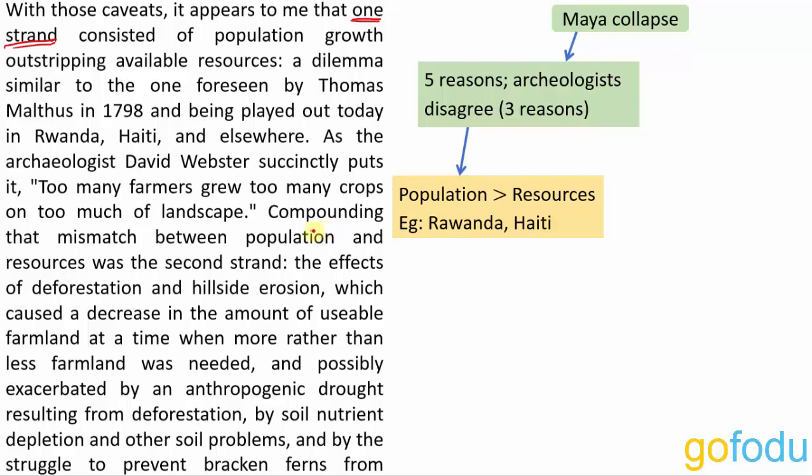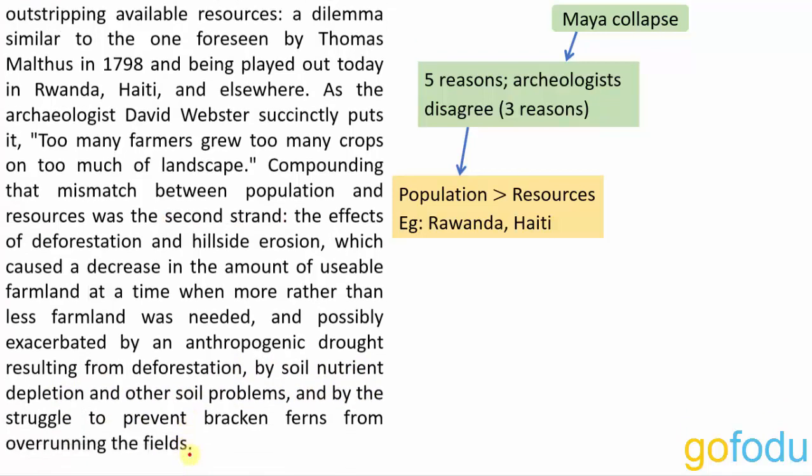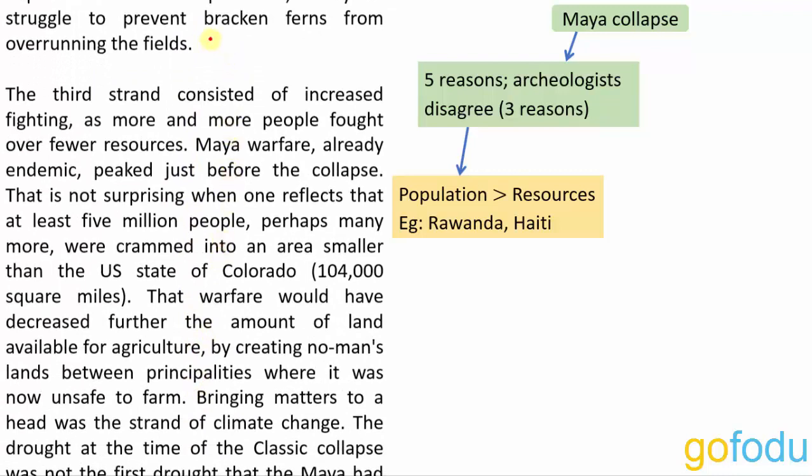Reading further, compounding that mismatch between population and resources was the second strand. Now, the author moves to the second reason. Let's identify the reason. The effects of deforestation and hillside erosion, which caused a decrease in the amount of usable farmland at a time when more rather than less farmland was needed, and possibly exacerbated by an anthropogenic drought resulting from deforestation, by soil nutrient depletion and other soil problems, and by the struggle to prevent bracken ferns from overrunning the fields.